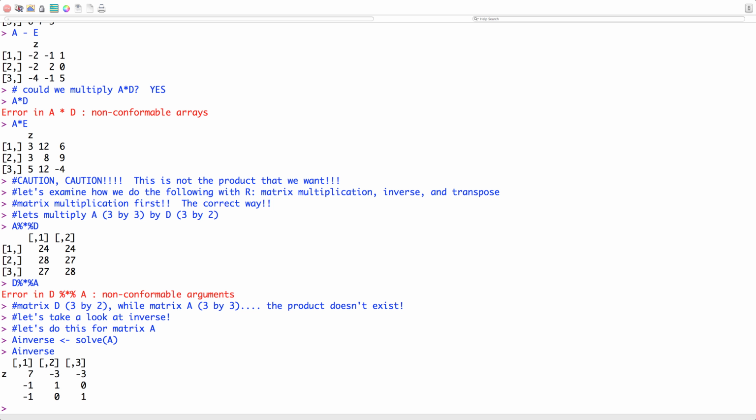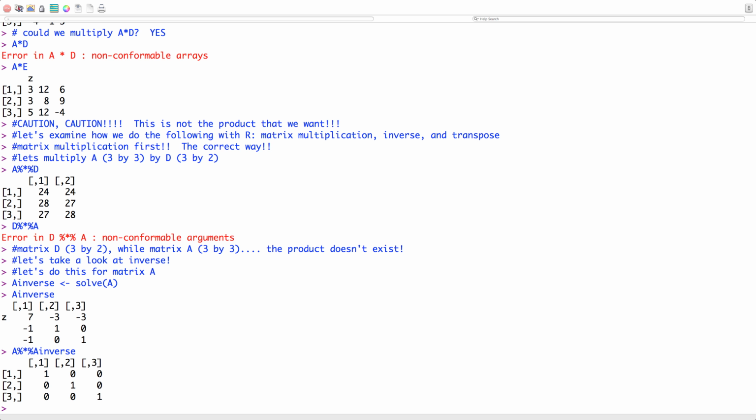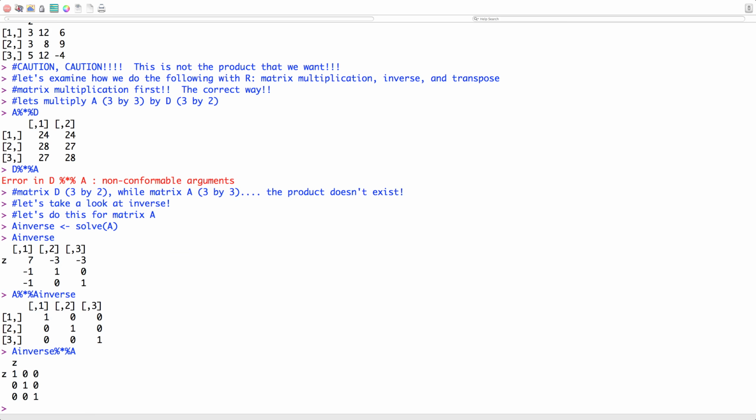Now, in isolation, it doesn't mean much. But if we go A percentage multiply percentage A inverse, we get the identity matrix. And if we go A inverse percentage times percentage A, we get also the identity matrix. Okay? So that's cool.